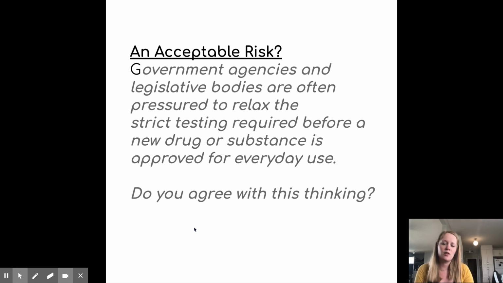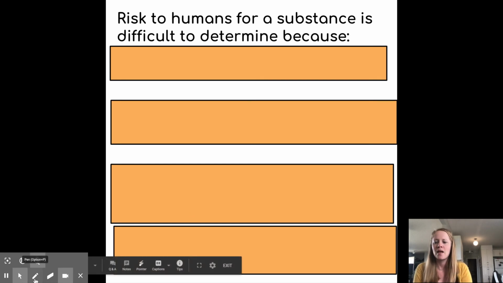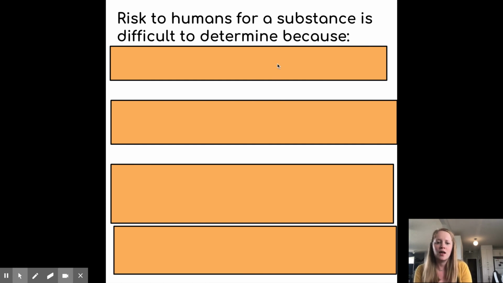Governments and legislative bodies are constantly pressured to relax the strict testing we have on substances by doing things like measuring their toxicity and how much concentration can actually impact us. So just a thing to think about. Usually we have a large discussion about this, but we're not going to do that today. Okay. And the one thing that we do need to think about when we're talking about that issue is just the fact that risk to humans for a substance is difficult to determine. You can't just say, oh, well, one person reacted that way, so therefore this person's going to react that way.